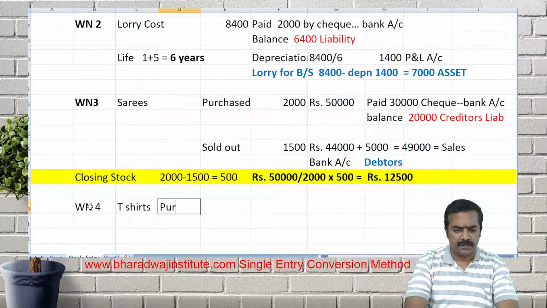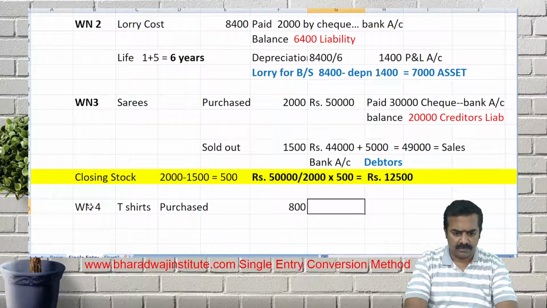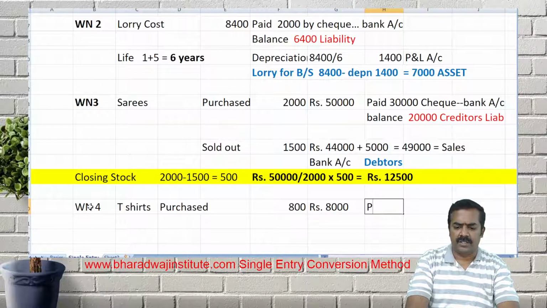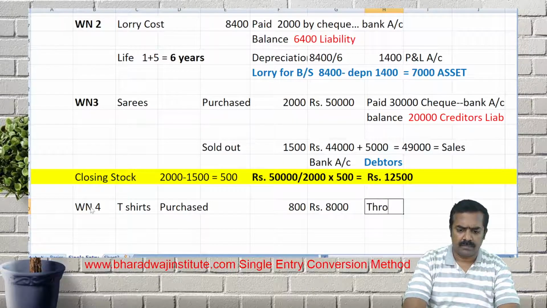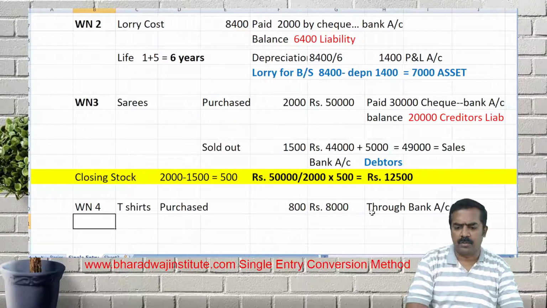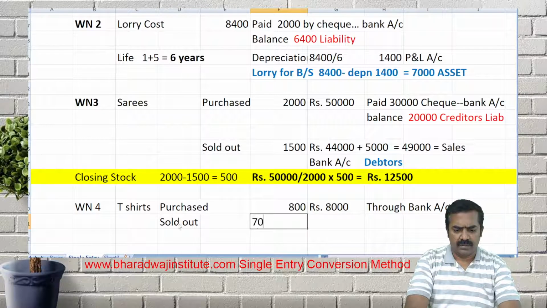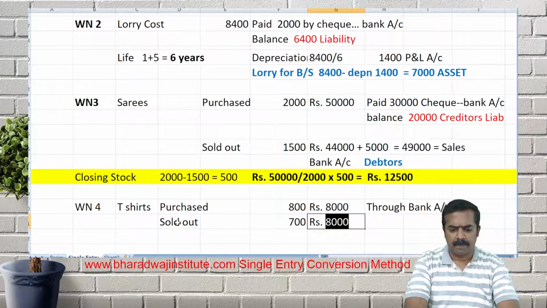T-shirts, how much did they purchase? 800 T-shirts for 8,000. It is paid in cash. Bank. No creditors. Everything is paid through bank account, right? No creditors. How much was sold out? 700. 700 rupees.